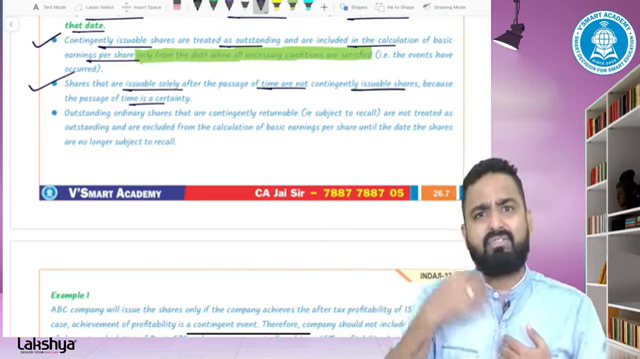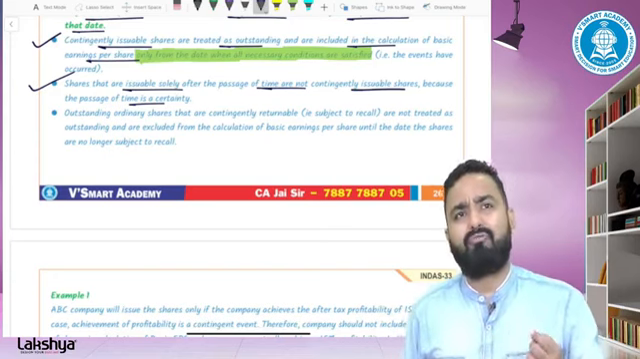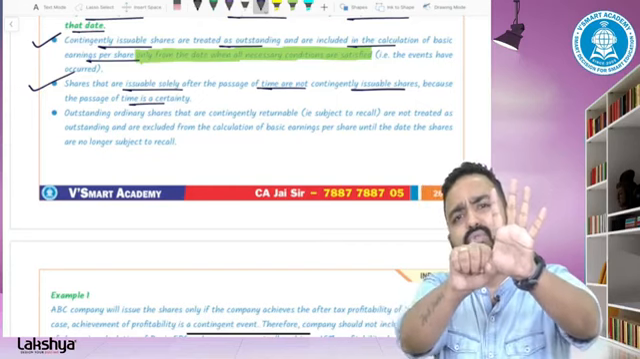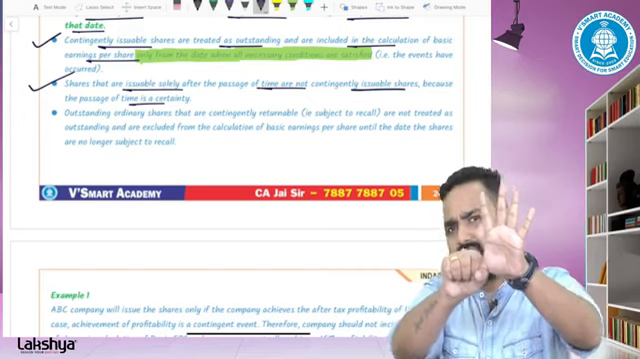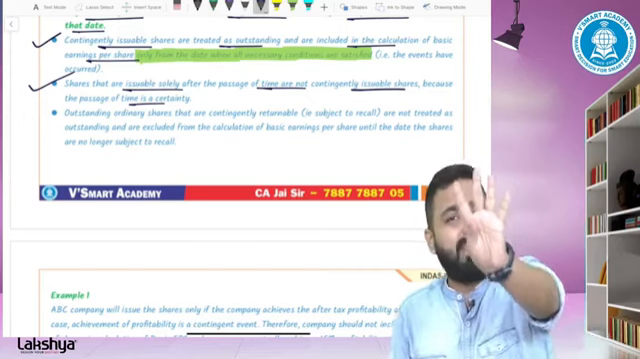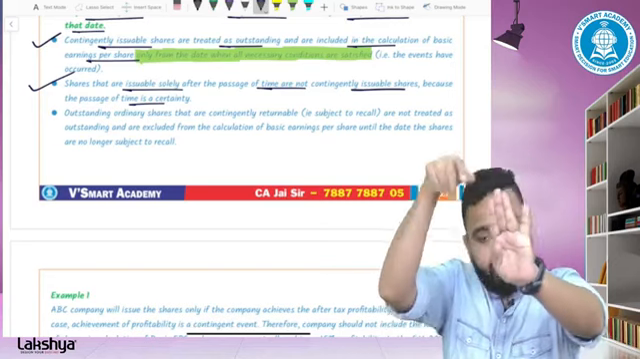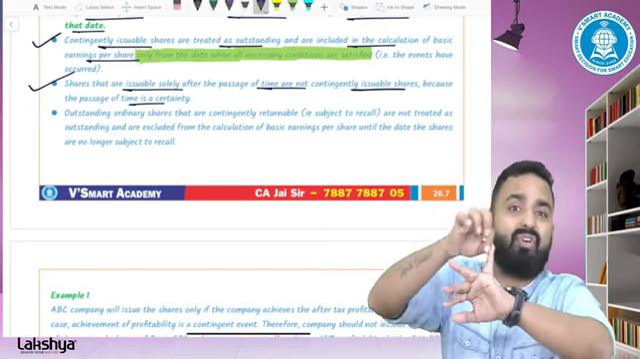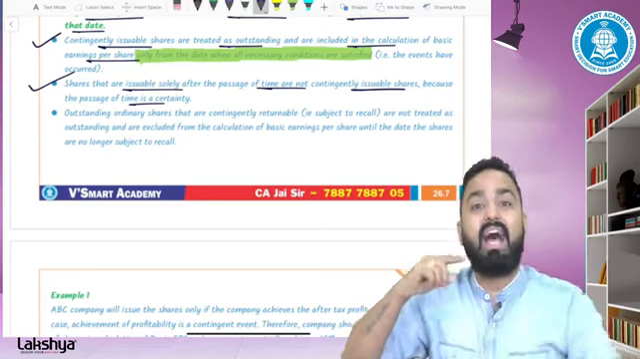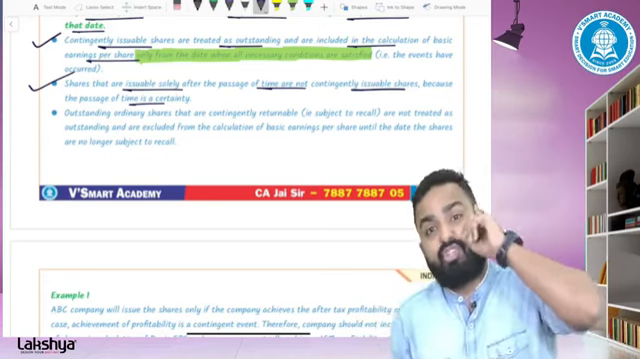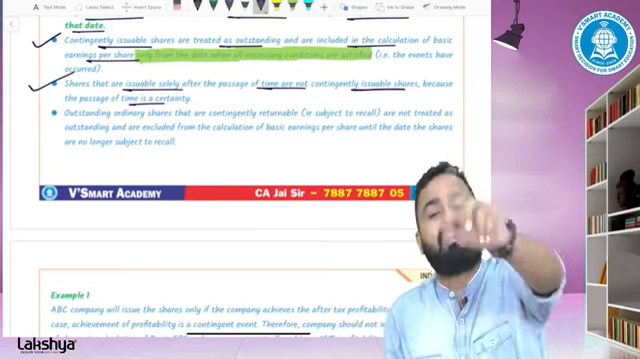Right? I purchased one asset from you for a consideration of 5 crore. Out of 5 crore, I have given you 1 crore rupees in cash. So this is not the share. As far as the remaining 4 crore are concerned, I issued 3 crore rupees of shares immediately, and the rest 1 crore I will issue after 1 year.